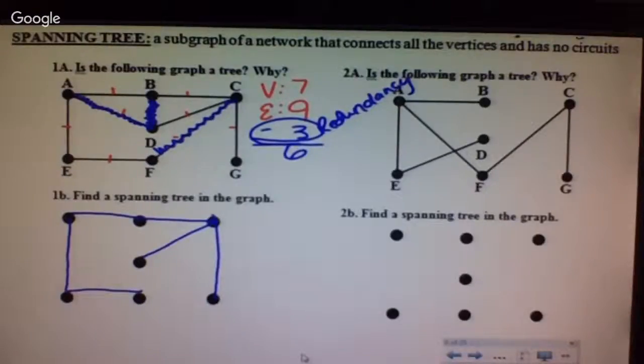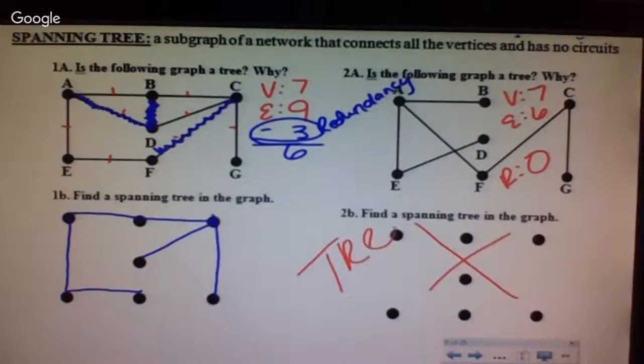So let's take a look at the 1 and 2A. How many vertices do I have in this picture? 7. How many edges do I have in this picture? 6. Do I need to remove anything? No. No, this means my redundancy is 0. So this is already a tree. I don't even need to do anything. This is a tree.